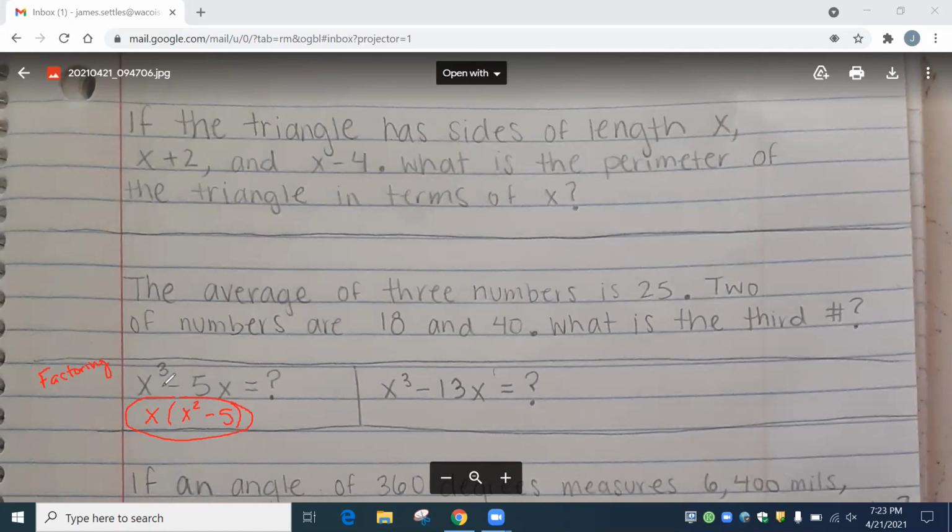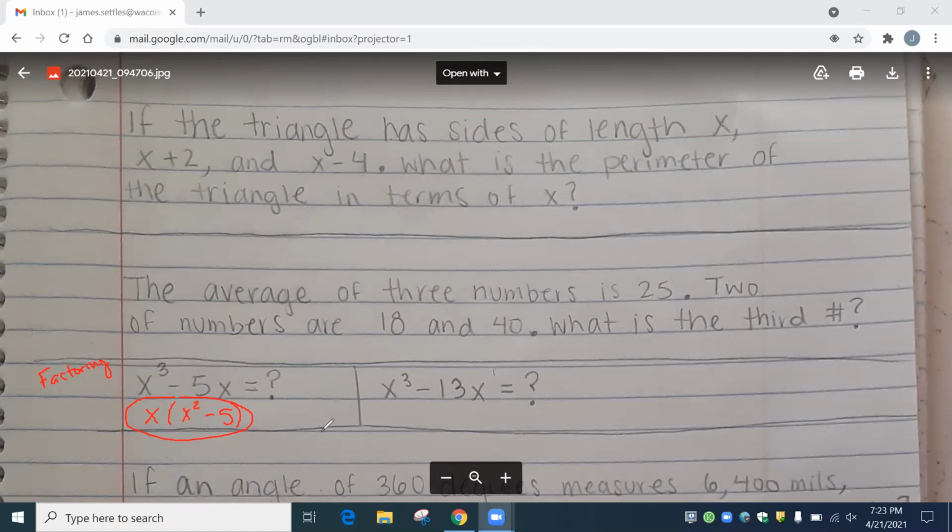And the way you do it is you look for what they have in common. Sometimes they have a number in common, and the videos I send you will probably show you how to do it when there's a number in common as well. But if they have letters in common, they could have more than one letter. So like if there's x's and y's, if there would have been an x squared here, they would have had 2 x's in common. So you would have put an x squared right there. So a lot of different ways you could see factoring.